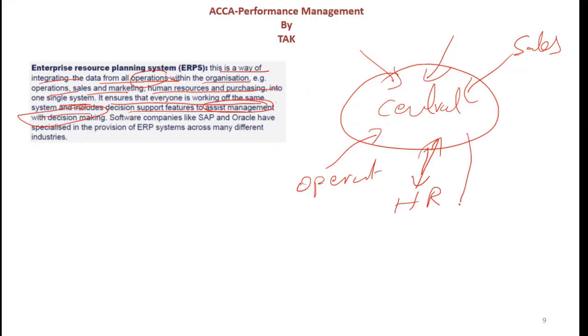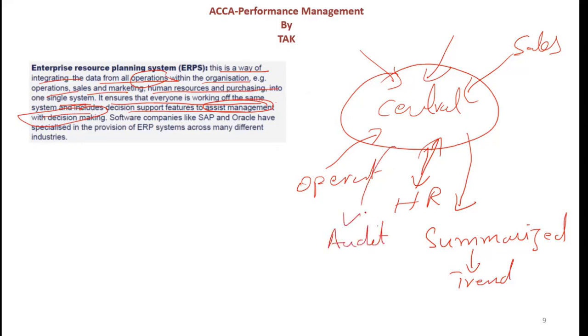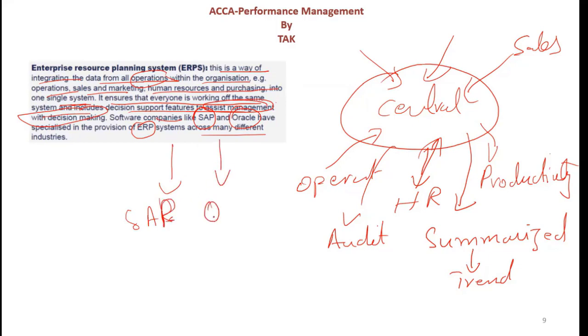So what happens when each and every component of the organization is utilizing the same ERP? It will create some summarized form, or be able to track a trend, or even support an audit to find whether any misinformation or malpractice is going on, or to check productivity. So this is a hub of all the information in an organization. Software companies like the very well known SAP and Oracle have specialized in ERP systems, and everyone knows them, especially when you are working in the retail sector or the manufacturing sector. These are very common names where ERPs are used.